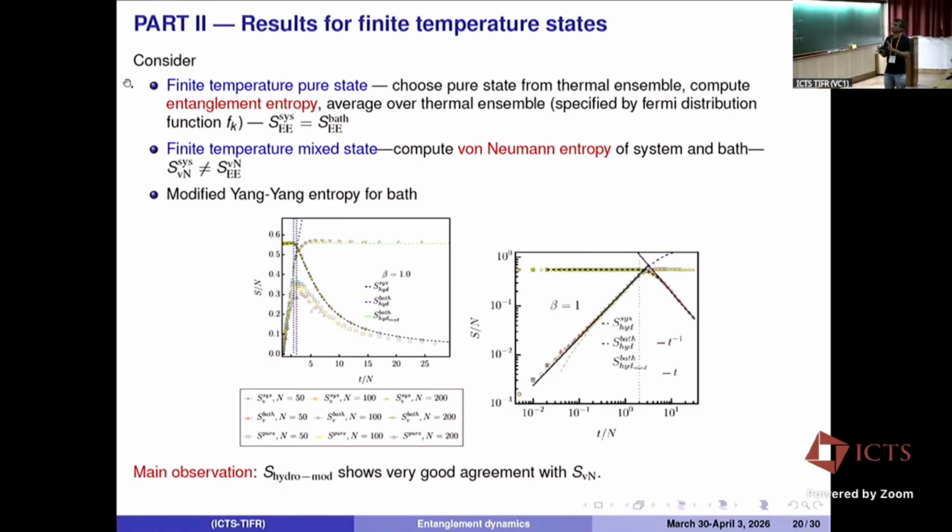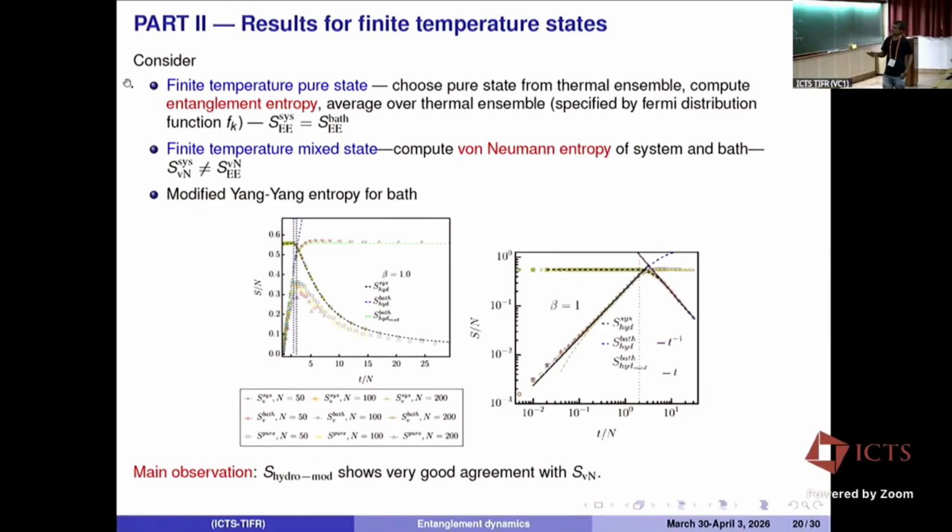First, at finite temperatures, one can do two things. I can choose my pure state from a thermal ensemble, evolve it and compute entropy, and then take an average over all states. That's one possibility. The other possibility is I could just start with a mixed state, evolve it and compute the von Neumann entropy. These two things will give different results, and what we can compute from hydrodynamics is the second case.